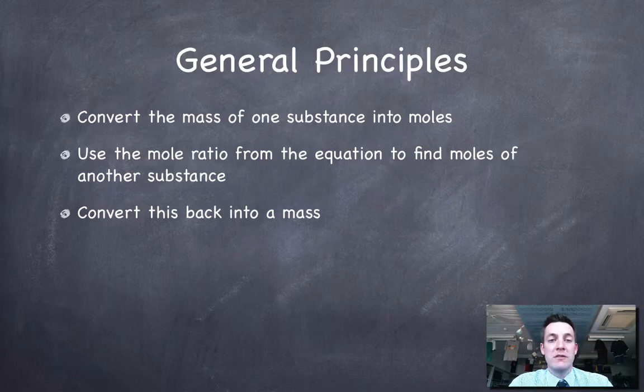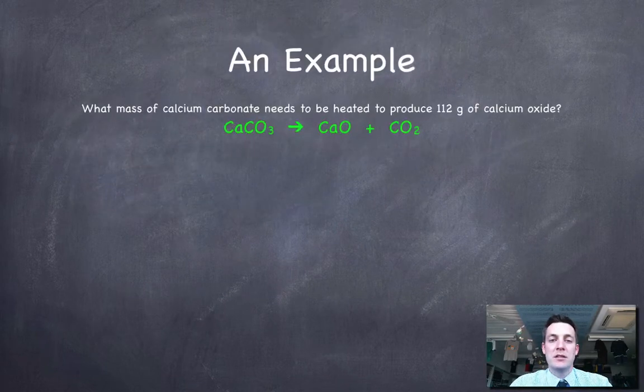You'll first of all be converting the mass of one substance into moles, using formulas that you've used. You'll then use the mole ratio from the equation, which we talked about in the last film, to find the moles of another substance, whether that's a reactant or a product. And then once you've found the number of moles of the other substance, you'll convert that back into a mass. Okay, so bearing that in mind, let's do an example.